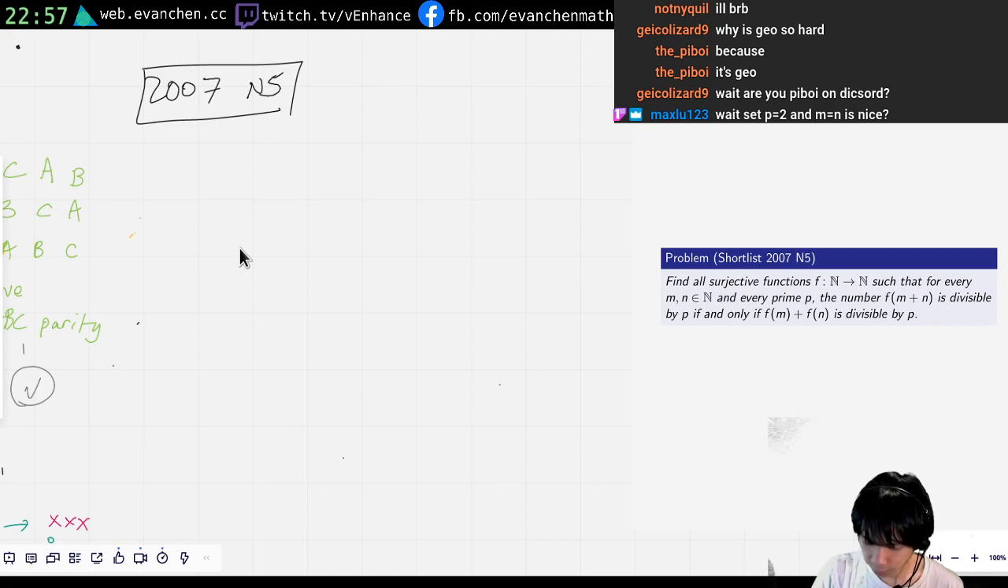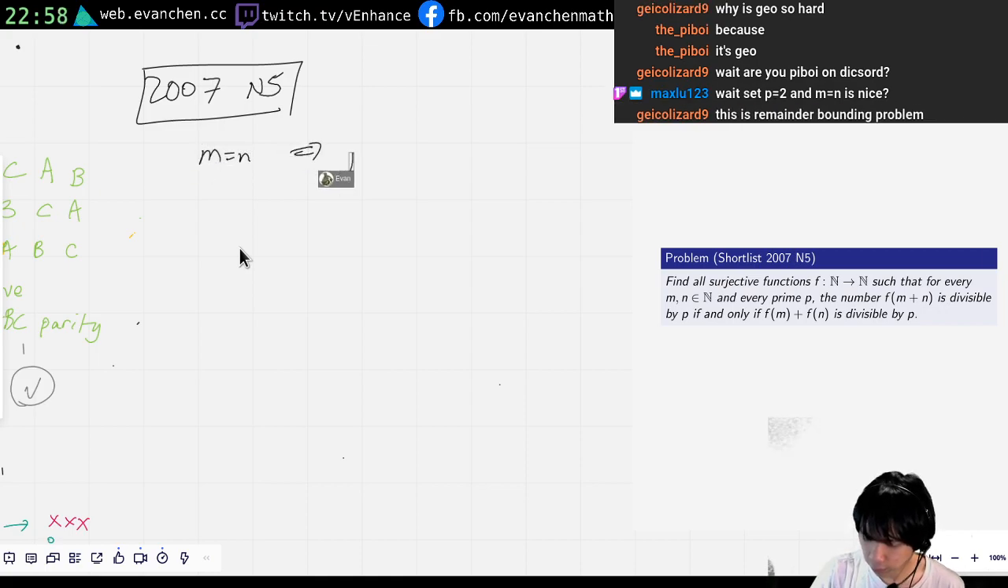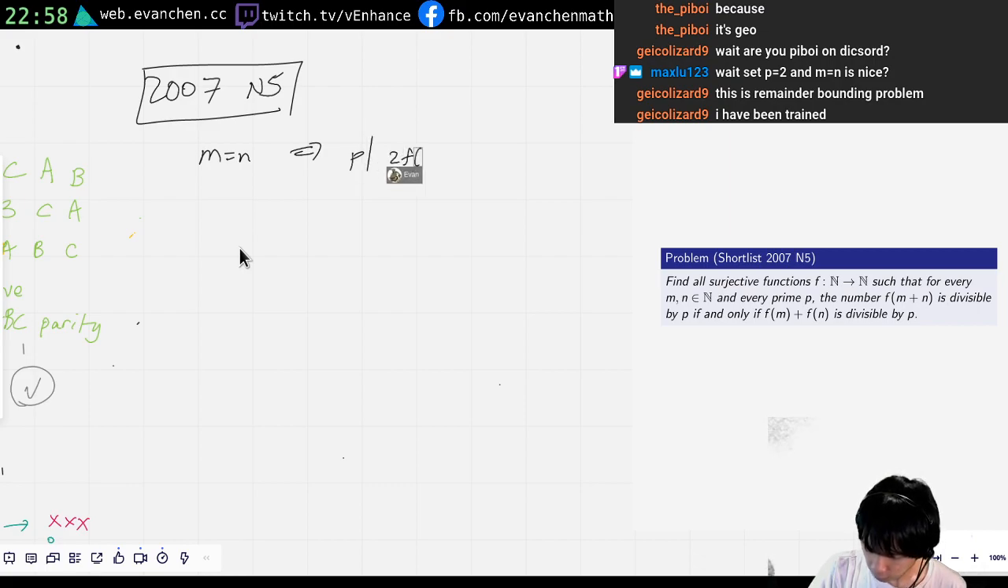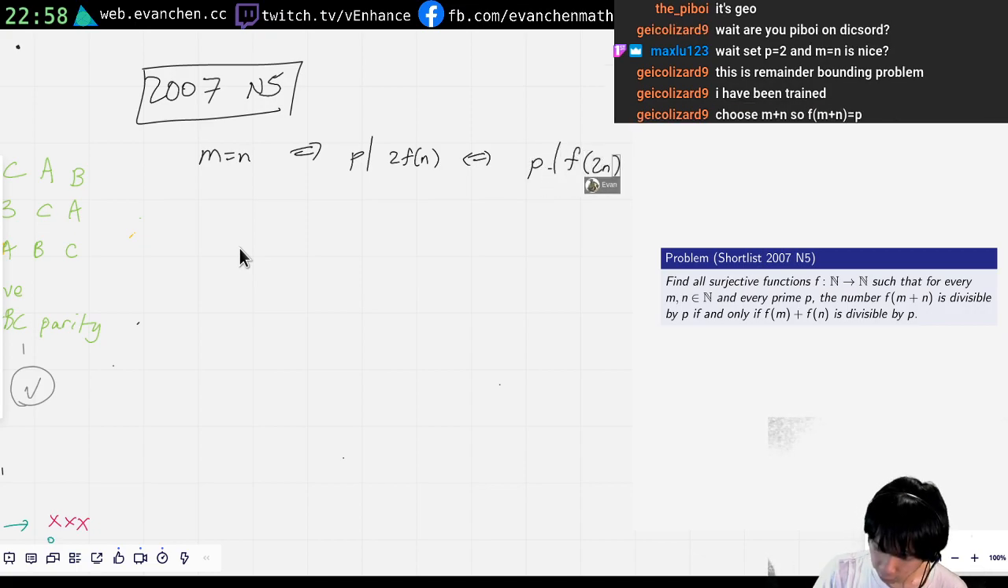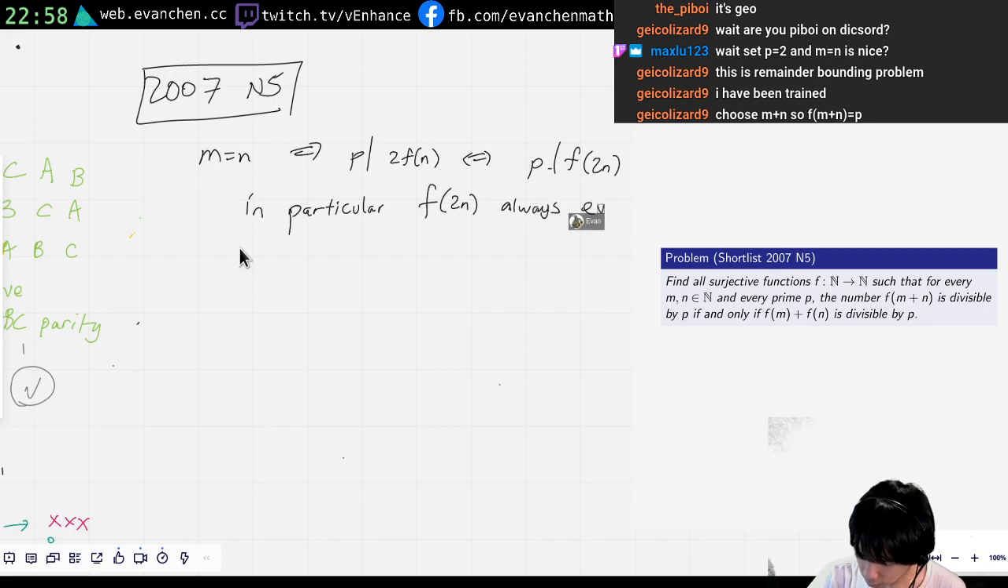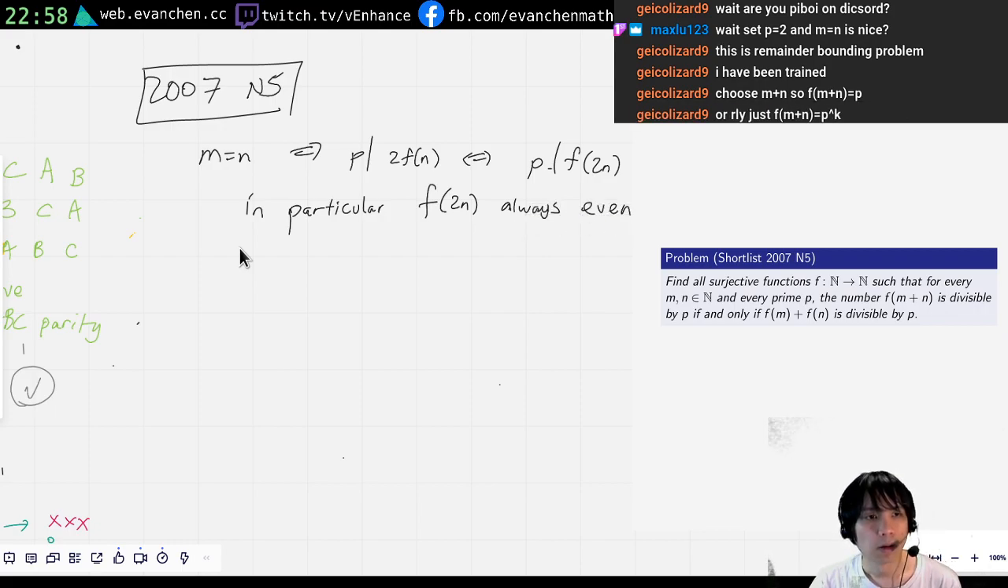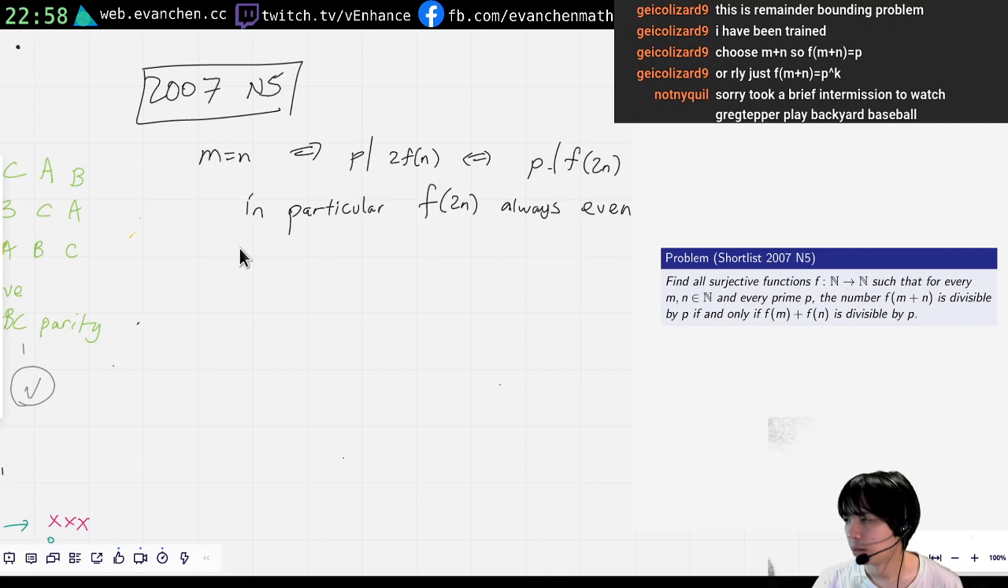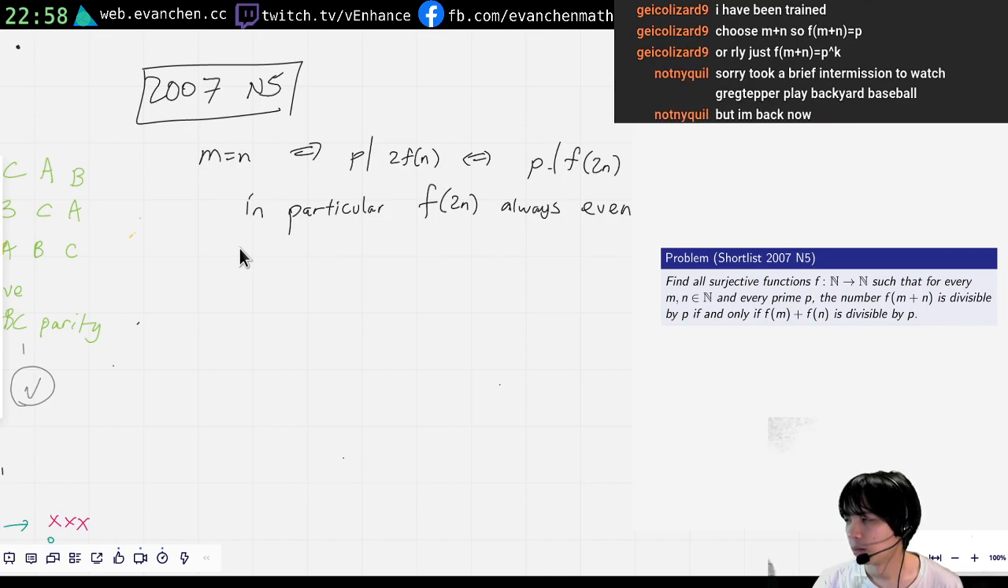So m equals, actually just from m equals n, this implies p divides 2f(n) if and only if p divides f(2n). So in particular, f(2n) is always even. Now, moreover, because the function is surjective, if I make like f(m) plus f(n).